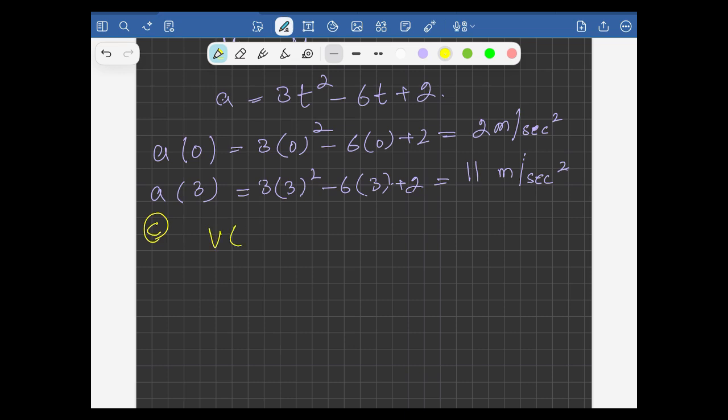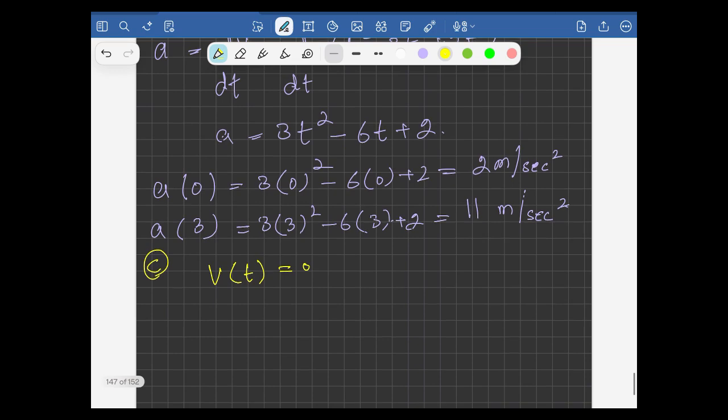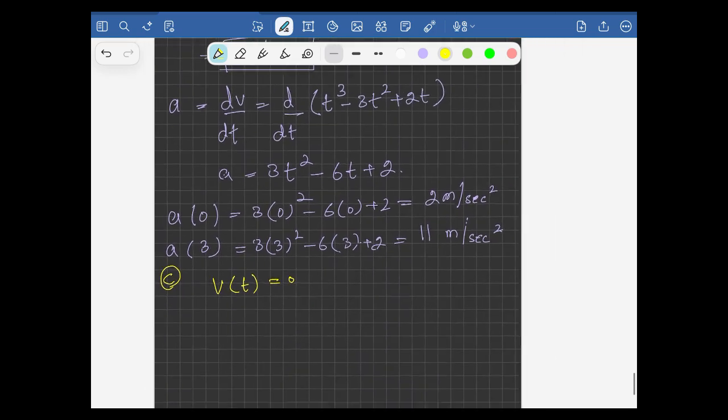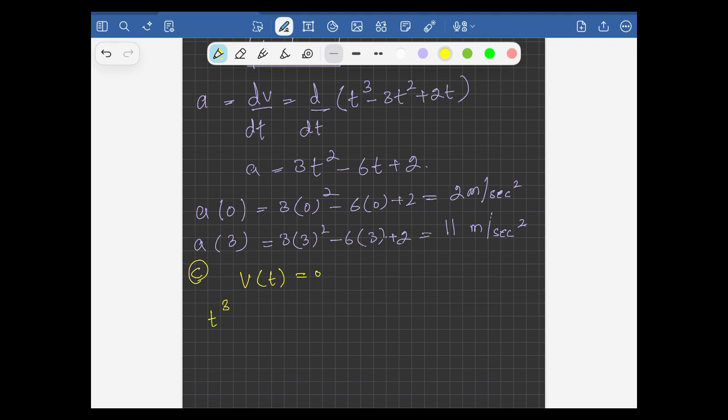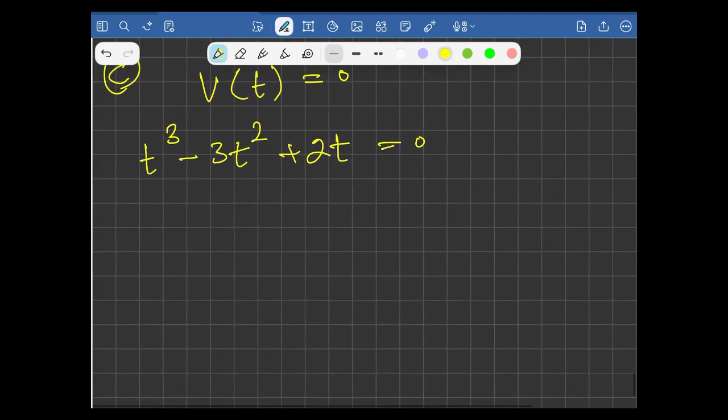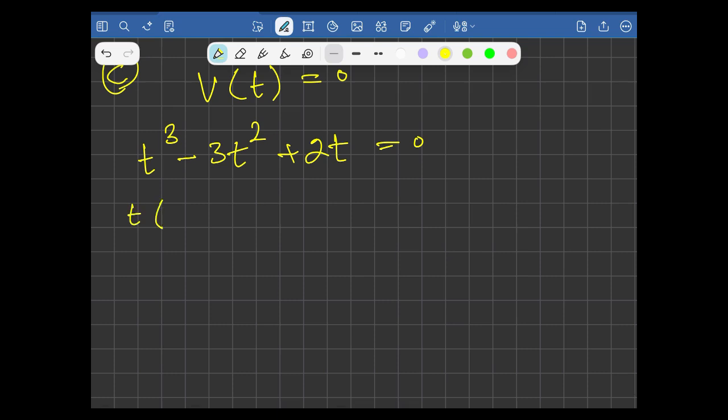We let the velocity at time t equal 0, and the velocity is actually t cube minus 3t square plus 2t equals 0. Let's take the t common out, so it's going to be t square minus 3t plus 2 equals 0. We got rid of the t after dividing both sides by t.